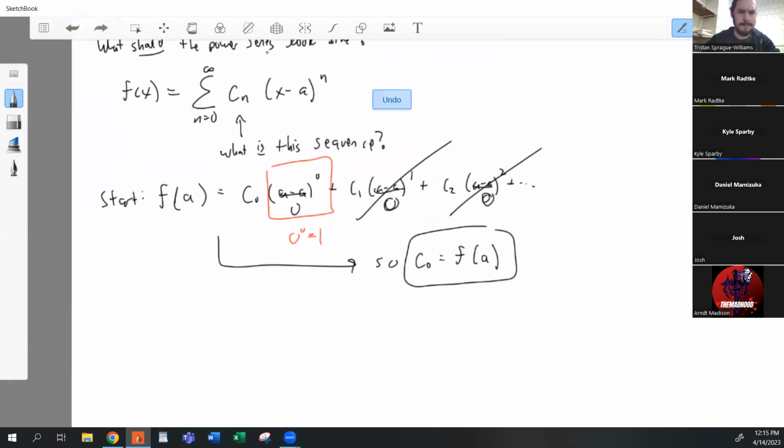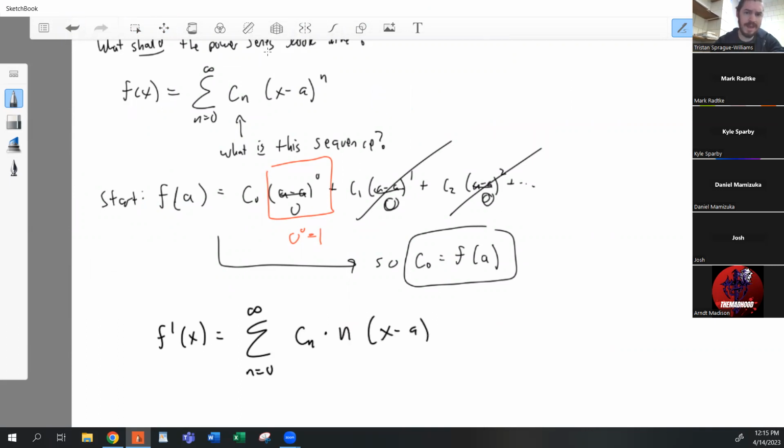Now, let's take a look at f prime. Remember how I mentioned that it's going to be important that we can do a derivative. So if you do a derivative of this here, you would bring this n down, so we're going to do cn times n, and then (x minus a) to the power n minus 1. And actually, we want to start that at 1 instead of 0.